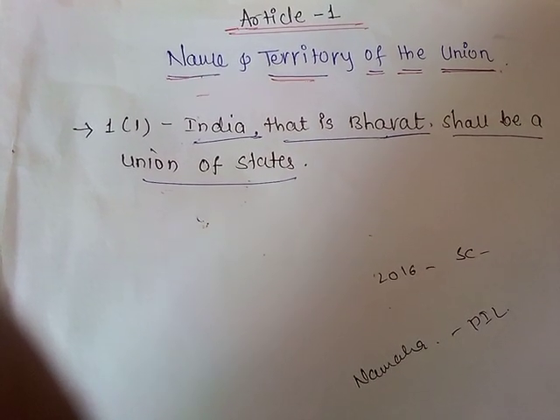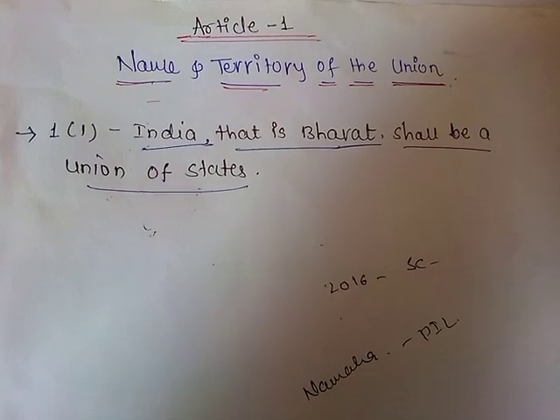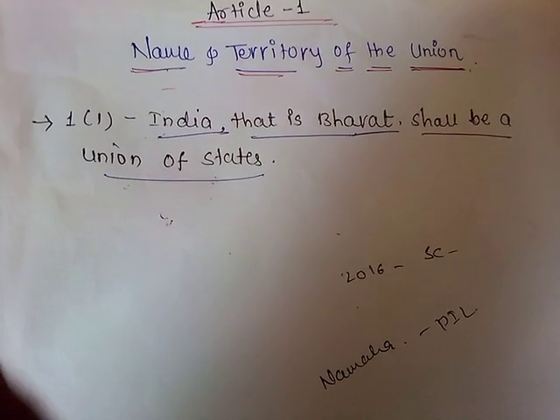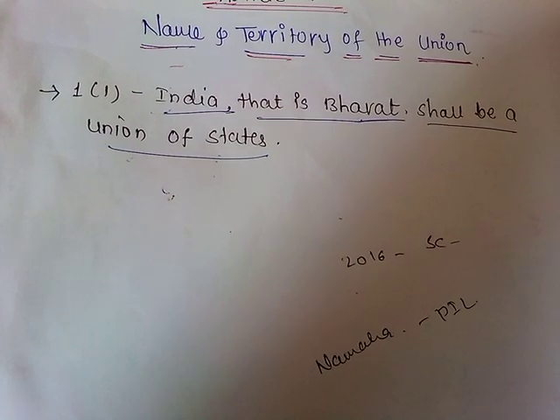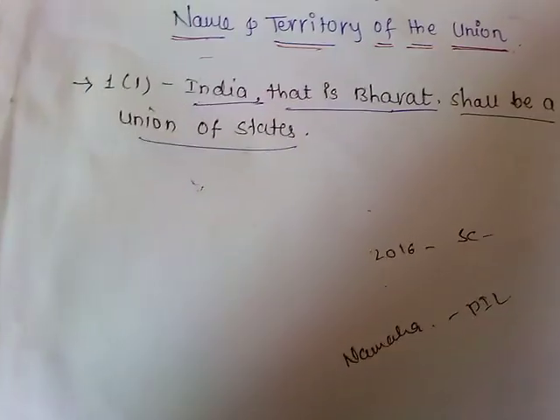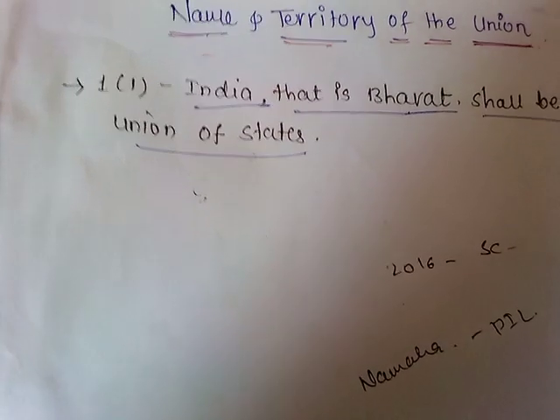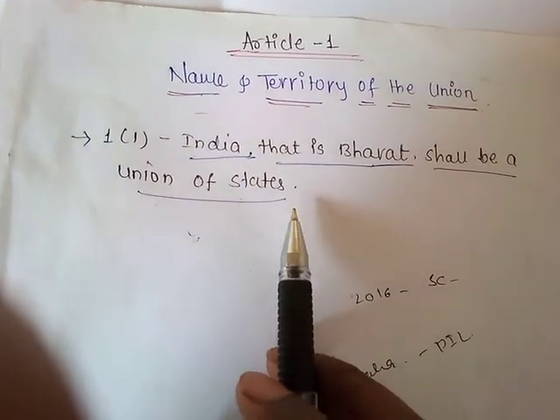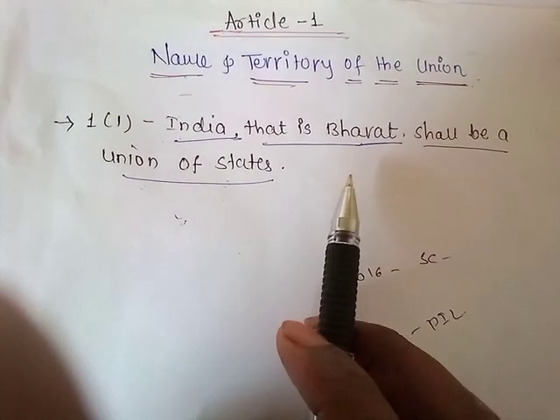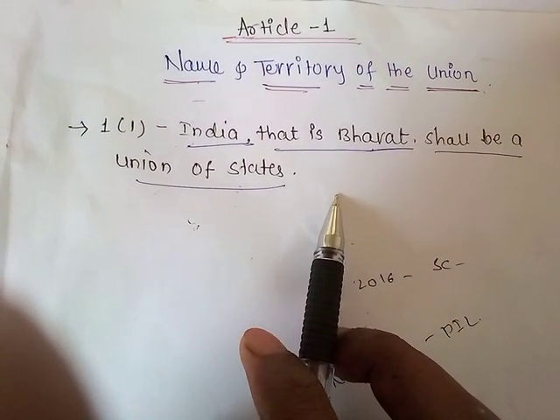There is a controversy. What is that? When we say shall be a union of states, union means... when we say union of states, does that mean India is a unitary constitution?